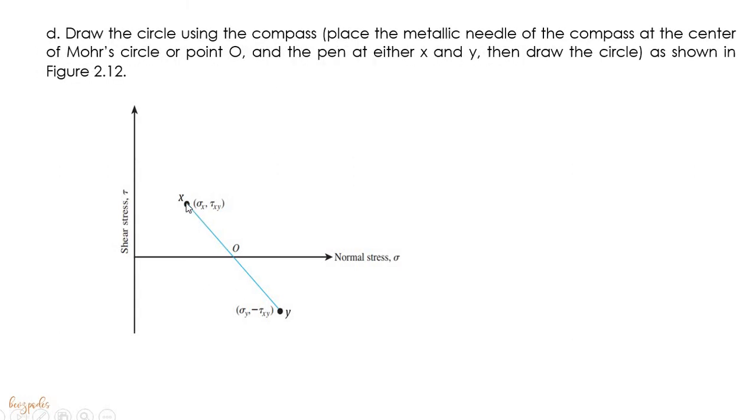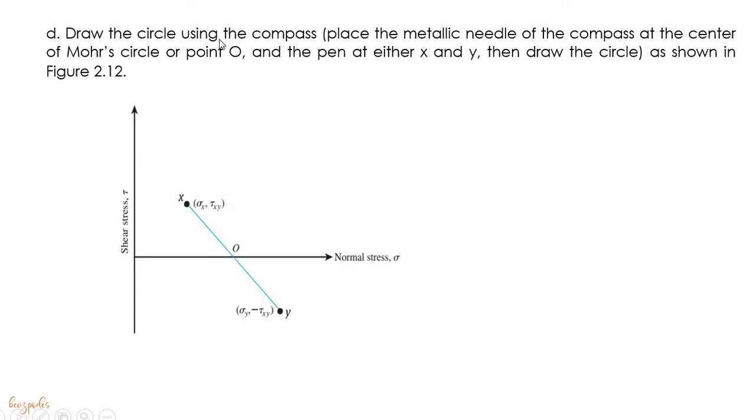So we have here your point X and your point Y. You simply have to connect the 2 points with a straight line. Now, where the straight line intersects the normal axis, this is the intersection. This is now the center of your Mohr's circle.